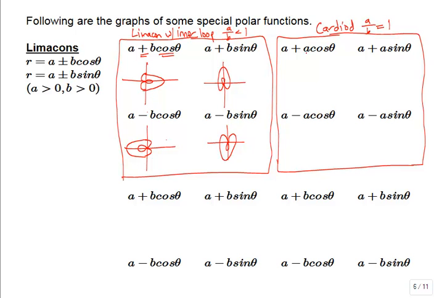And you see that in these equations. So this time it's going to look just like a heart, but with no inner loop. If it's a positive cosine, it's going to be that heart shape pointing to the right, and there's no inner loop. If it's a minus cosine, it's this heart shape pointing to the left with no inner loop. If it's a plus sine, it's this heart shape pointing up. And if it's a minus sine, it's this heart shape pointing down.